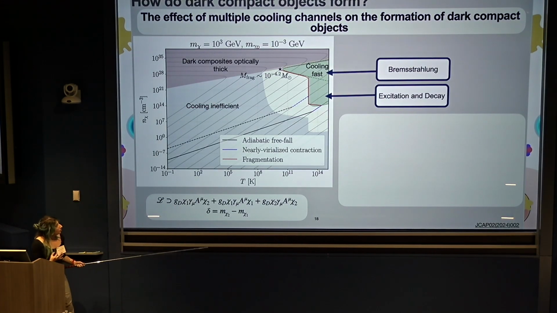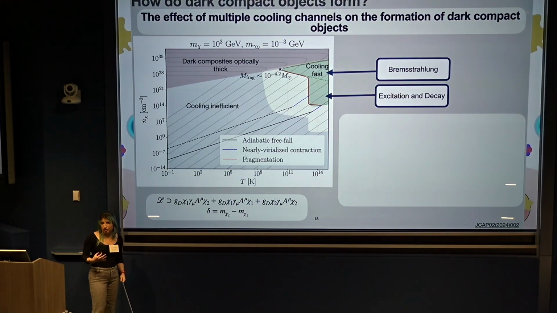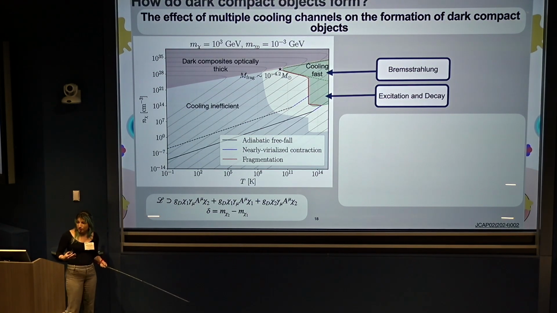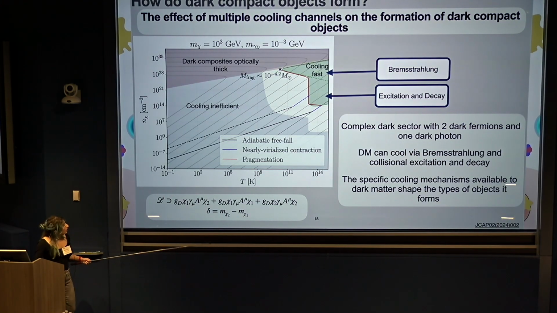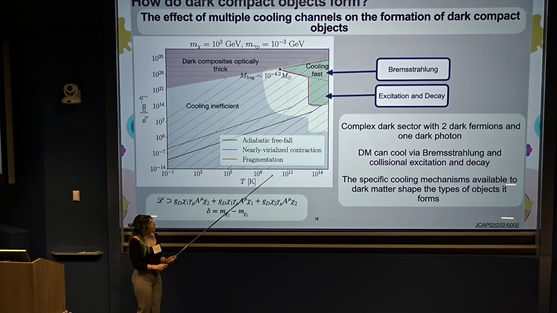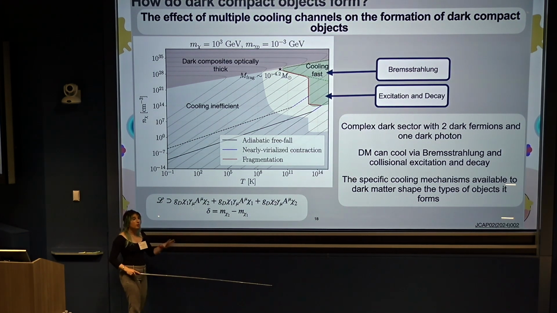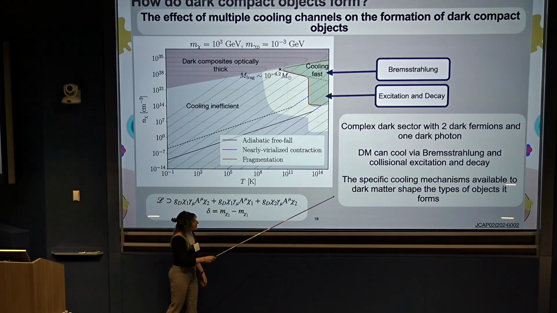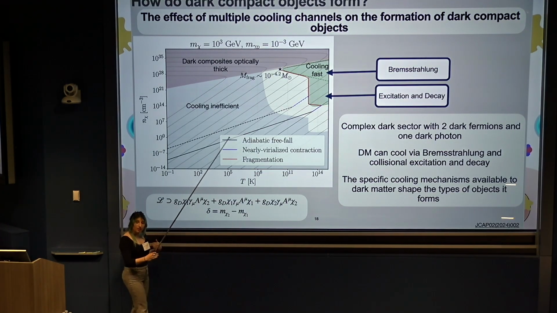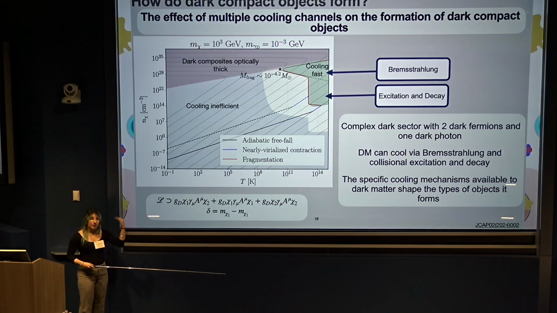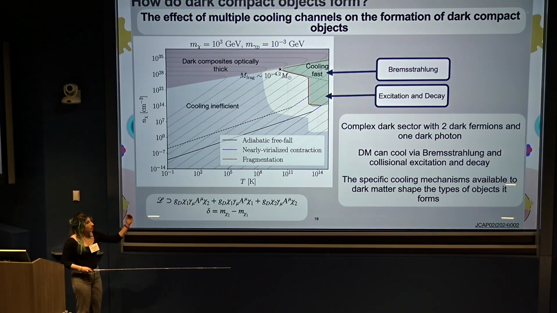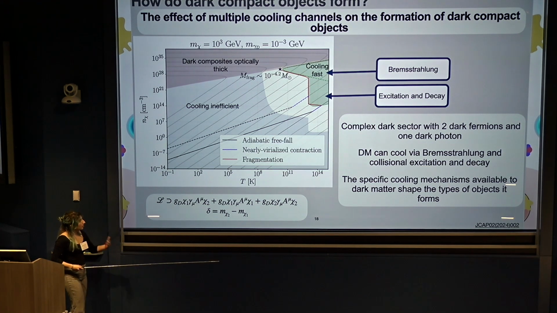And your choice of cooling mechanism is going to have a really strong influence on the sorts of objects that you make. So as an example to illustrate this, this is a specific dark sector that we considered, where we have two different dark fermions and one dark photon. The effect is that it gives you two different ways to cool one of these halos, which I realize is much simpler than what we're dealing with in the standard model, but it's a start for the dark sector. So we've got bremsstrahlung, where particles scatter off of each other and emit a dark photon, losing energy that way, or collisional excitation and decay, where particles can scatter off of each other, excite to a higher energy or higher mass state, and then lose energy as they come back down to the lower energy state, emitting a dark photon.